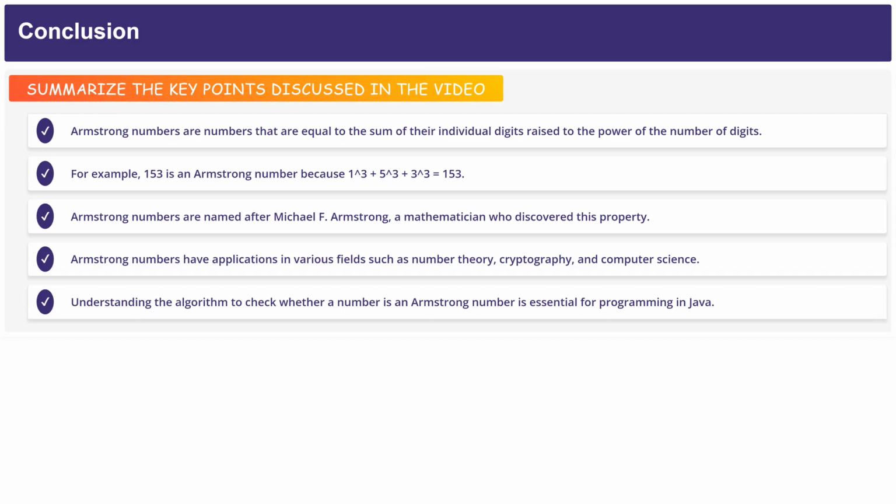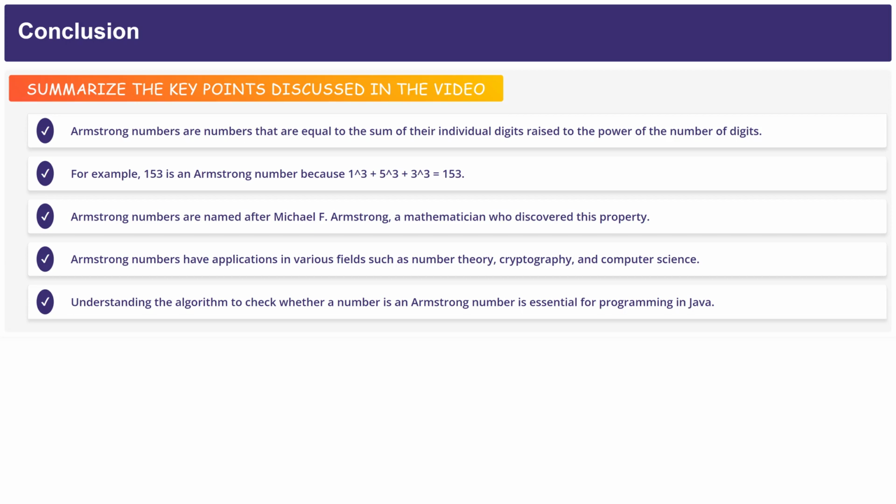In this part of the video, the key points discussed are summarized. Armstrong numbers are special numbers that are equal to the sum of their individual digits raised to the power of the number of digits. For example, 153 is an Armstrong number because the sum of 1 raised to the power of 3, 5 raised to the power of 3, and 3 raised to the power of 3 is equal to 153. These numbers are named after Michael F. Armstrong, a mathematician who discovered this property.